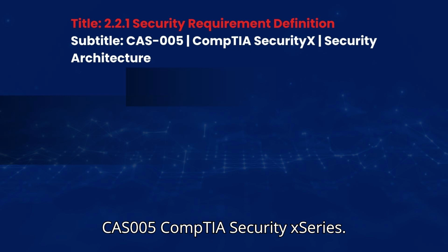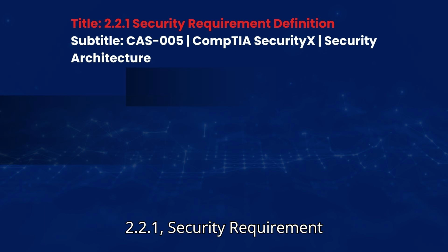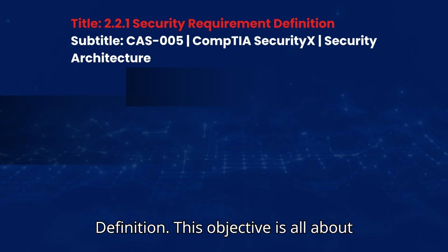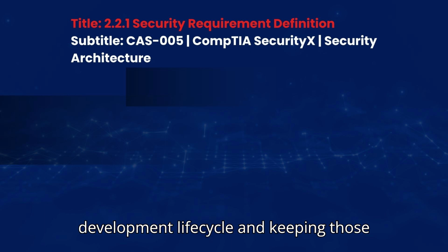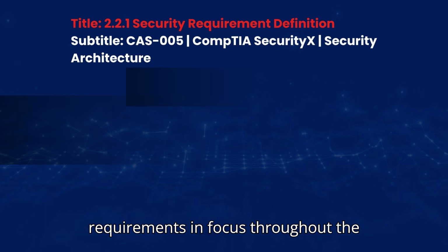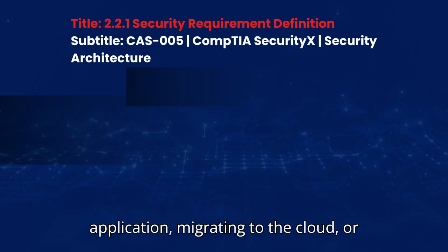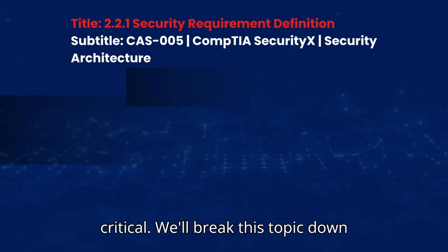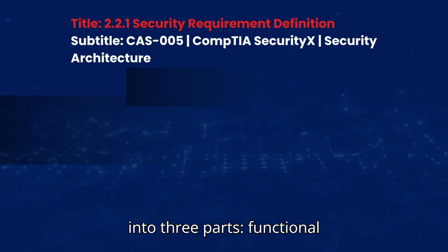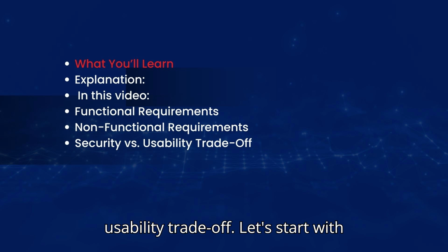CAS-005 CompTIA SecurityX series. In this session, we'll cover Objective 2.2.1, Security Requirement Definition. This objective is all about identifying and defining security requirements early in the system development lifecycle and keeping those requirements in focus throughout the project. Whether you're building a new application, migrating to the cloud, or deploying a new service, understanding how to capture security needs is critical. We'll break this topic down into three parts: functional requirements, non-functional requirements, and the security versus usability trade-off.